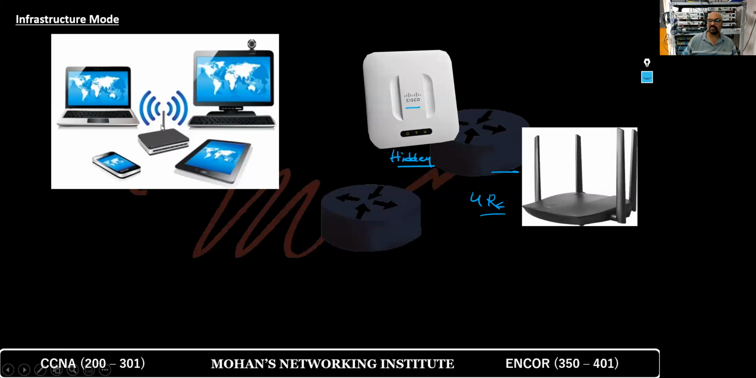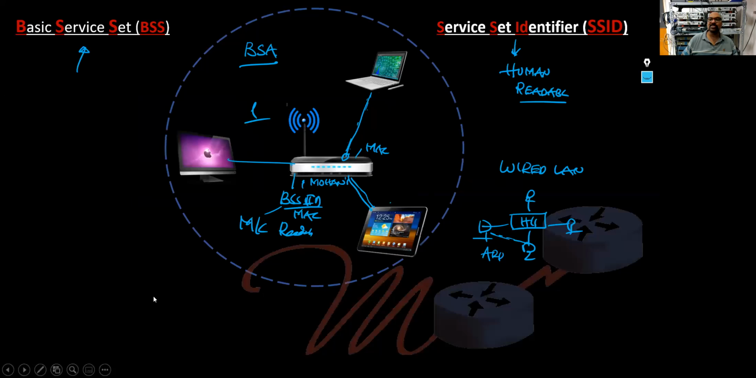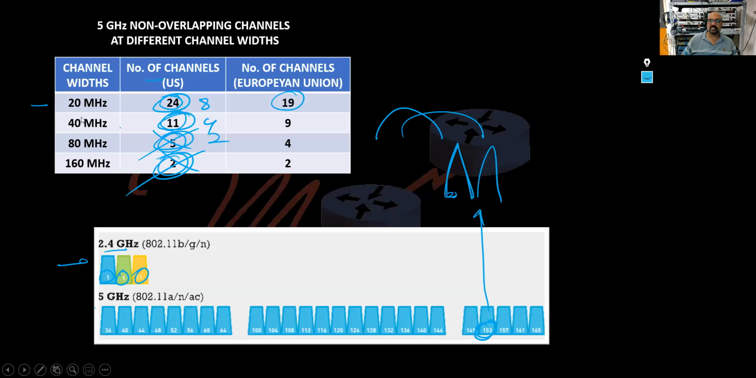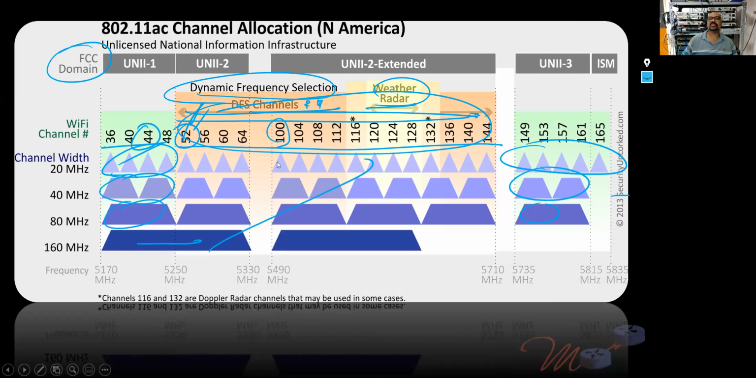And then ad hoc mode, which is just for information. Then this is infrastructure mode, hidden antennas, normal antennas. Then BSS, basic service set. This is how the channels are: 1, 6, 11 non-interfering channels, 20 megahertz and 40 megahertz. This is for 2.4 and this. These are available. And then what are the preferred channels? What are the dynamic ones and what are used for radars and all? Doppler radar channels and all, whatever the FCC allocated.